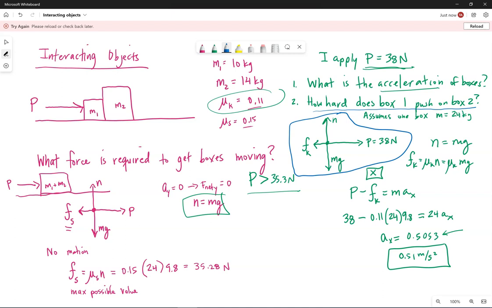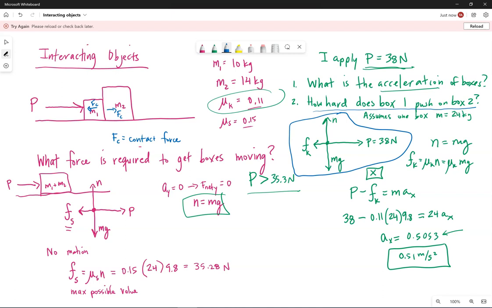If we come back to the original picture, I know box 1 pushes on box 2 to the right. I'm going to just call this F sub C for the contact force between them. But Newton's third law tells us that if box 1 is pushing on box 2 with this force F sub C, then box 1 is also experiencing the same force, but in the opposite direction. So whatever box 1 does to box 2, box 2 does in the opposite direction, but same magnitude of force on box 1.